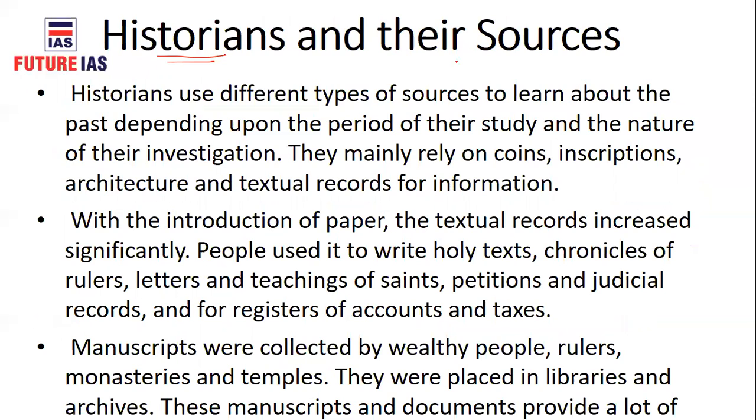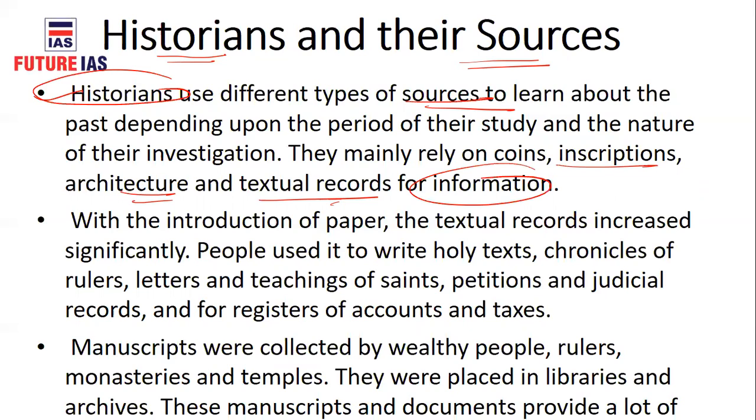From there they have taken those references. For example, the historians used different types of sources to learn about the past. Obviously they would have referred to different types of sources to study and investigate further. And they not only rely on the coins, but they also rely on the inscriptions, the architecture, the textual records for the information. And they were republishing those texts in a different form.